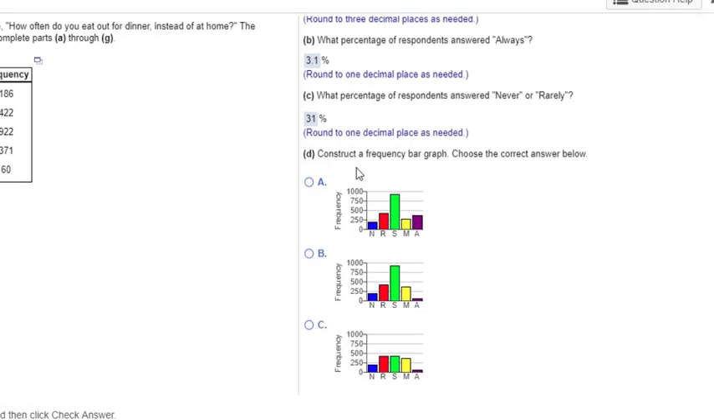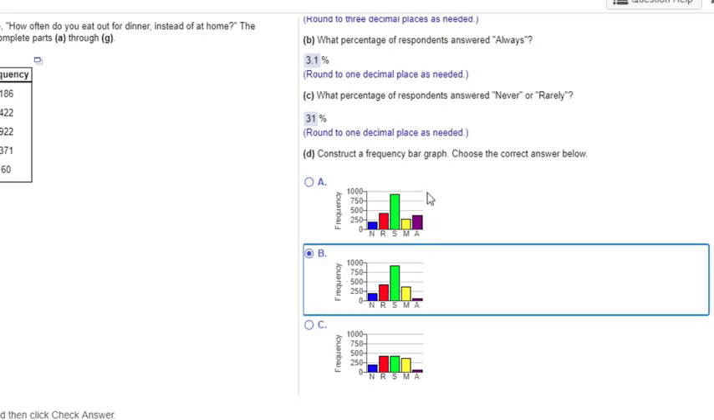So in this one now we're going to create a visual. So we have a choice here, right? So we could just look at the choices and see which ones it could be. So if you look at the sometimes, the S, it's certainly bigger than all the other ones. So you know it can't be C. So let's see what the difference here is. The biggest difference I see is the always. So the always in part A, we should be at 60. So the only possible one is B.